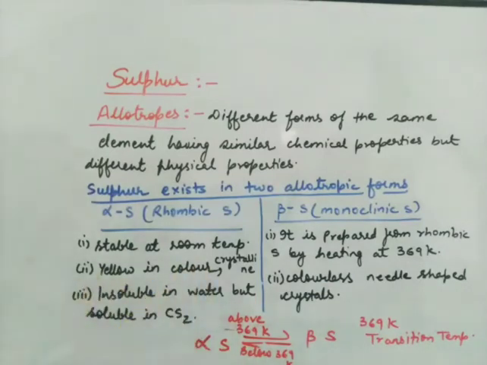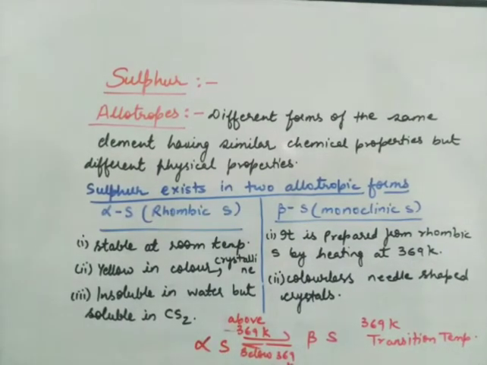Now, what about beta sulfur? Beta sulfur is prepared from rhombic sulfur by heating at 369 Kelvin. So when we heat the rhombic sulfur at a temperature of 369 Kelvin, what will happen? The rhombic sulfur will melt. Now we allow it to cool till a crust is formed, and then we make two holes in the crust, and afterwards we will see that colorless needle shaped crystals appear. These colorless needle shaped crystals are of monoclinic sulfur.